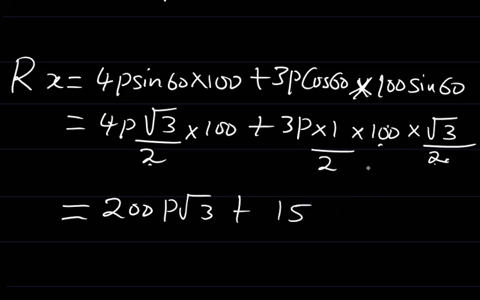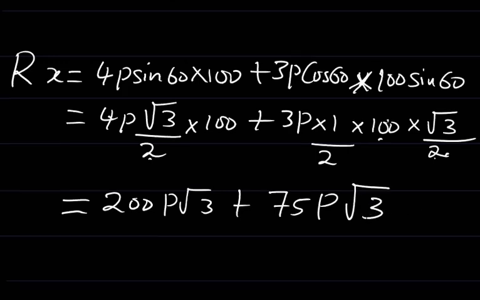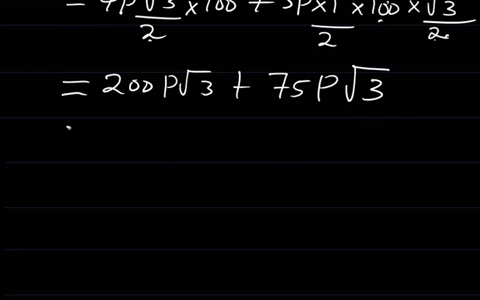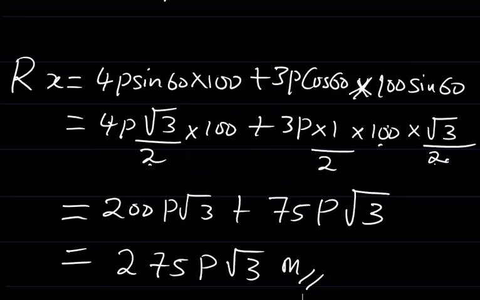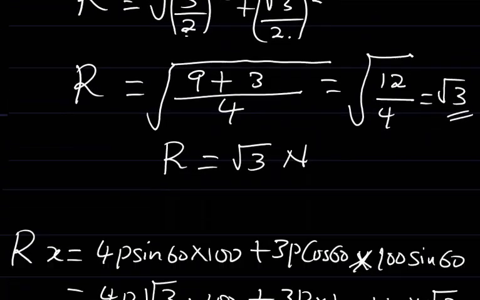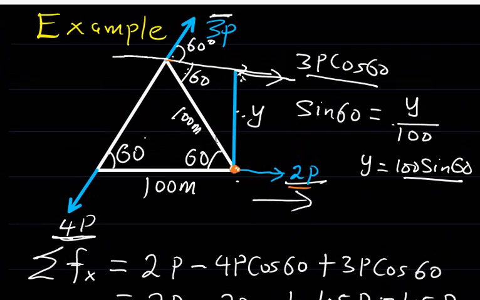100 divided by 2 is 50, 50 divided by 2 also is 25. 25 times 3 is going to be 75, 75p, then of course root 3. So putting everything together, the position that we are looking at is 275p root 3 meter. So that is the position of the resultant. I hope that is well understood.